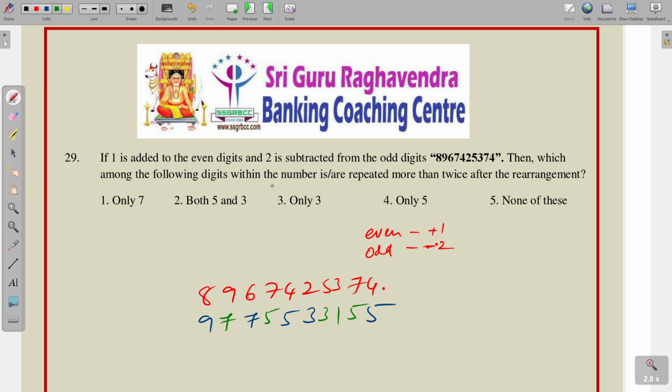So how many digits in the number are repeated more than twice after rearrangement? So see 5, 5 and 5. 5 is repeating more than twice. Remaining 3, 3 only 2 and 7, 7 only 2 times we have. So what is the answer? Only 5 is the answer.